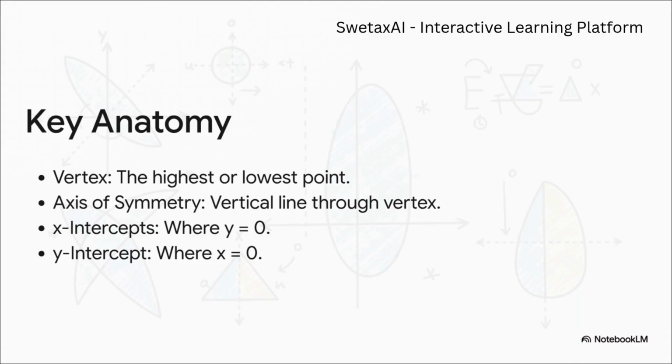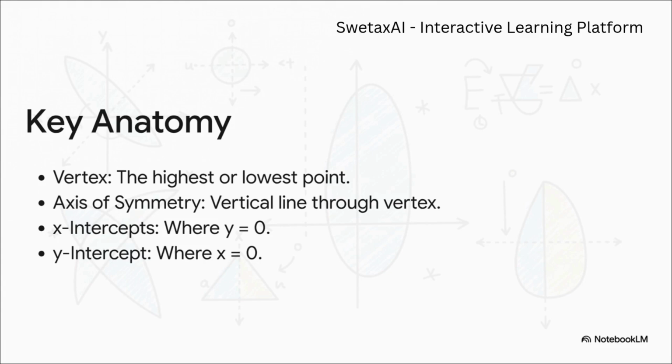First up, we've got the vertex, or the turning point. Think of this as the absolute peak of the mountain, or the lowest point of the valley on our graph. Next is the axis of symmetry. Because parabolas are perfectly symmetrical, you can draw a perfectly straight vertical line right through that vertex, and the left side will be an exact mirror image of the right.